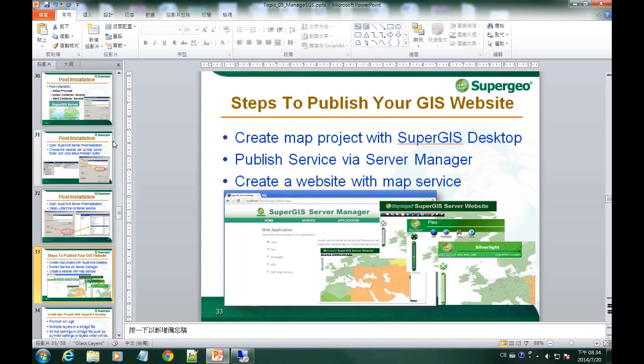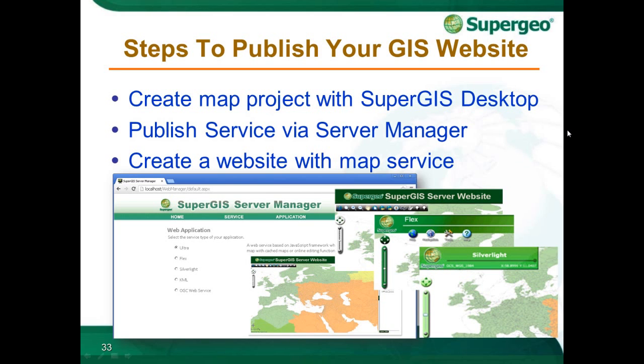Now we're going back to the slide. Now we're going to talk about the steps to publish your GIS website, which is the very basic function of the SuperGIS Server. In this part, we're going to create a map project with the SuperGIS Desktop, and after that, we're going to publish the service via the Server Manager. In the final part, we're going to create a website with the map service, where you can see the result of your published service.